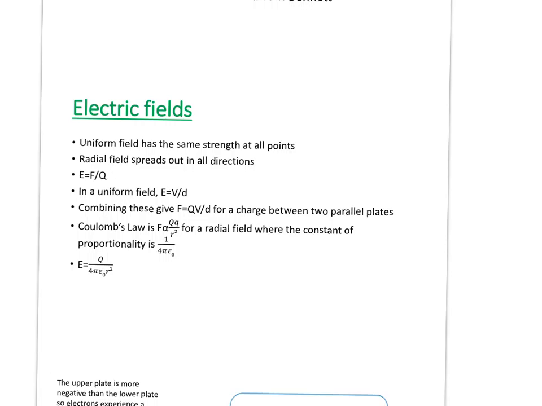Coulomb's law states that force is directly proportional to the product of the charges for a radial field, and it is inversely proportional to the distance between the charges squared. But there is also a constant of proportionality, which makes it equal to 1 over 4 pi epsilon naught. So overall, you get the equation F equals Q1Q2 over 4 pi epsilon naught r squared. And then when you divide this by the Q, which is your definition for the electric field strength, that gives you the equation on the bottom there.